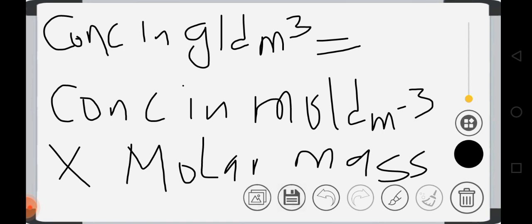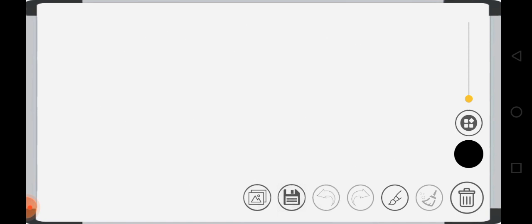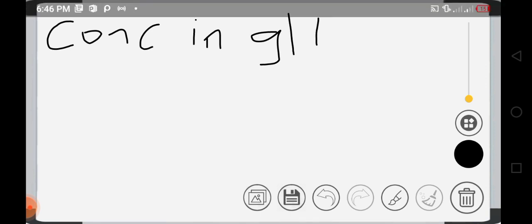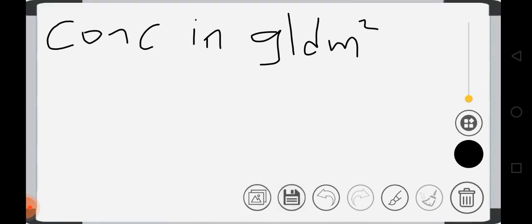Now, there's another relation you should also know. Look at the second one. Very, very important one. Look at it. Conc in the concentration in grams per dm cube is equals to molarity.